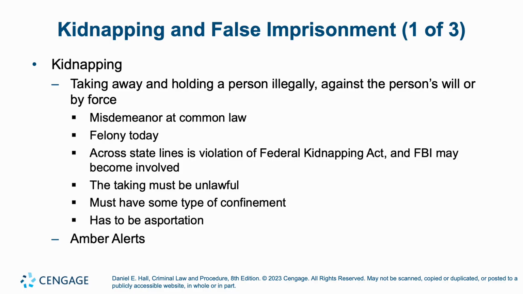Kidnapping also becomes especially urgent when the victim is a child. And that's where the Amber Alerts come in. Amber Alerts are emergency notification systems that are used when law enforcement believes that a child has been abducted and may be in serious danger. And the purpose is to quickly spread identifying information to the public. That includes descriptions of the child, the suspected abductor, the vehicle, the license plate, and the last known location.